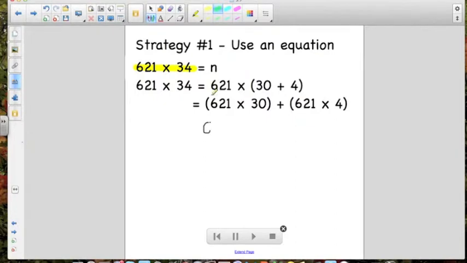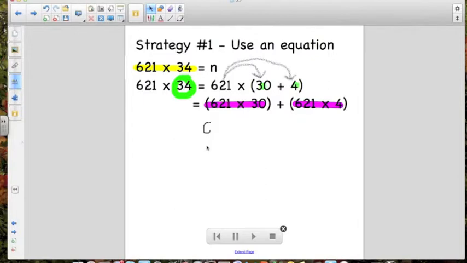If you use the distributive property and take 34, you break it into 30 and 4. So 621 times 34 is the same thing as 621 times, in parentheses, 30 plus 4. Then what we're going to do, because we know that the distributive property means you can just distribute that 621 to the 30 as well as the 4. We are then going to take it to the next line and say 621 times 30 plus, because those are our partial products, 621 times 4.